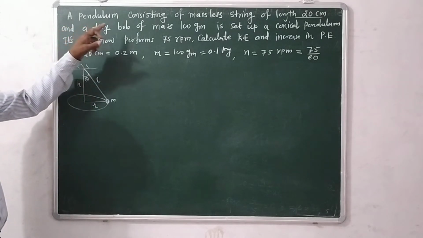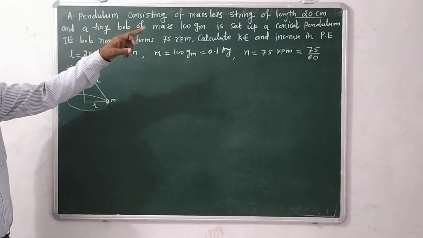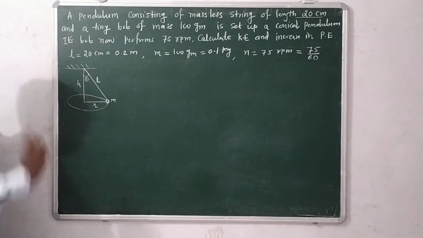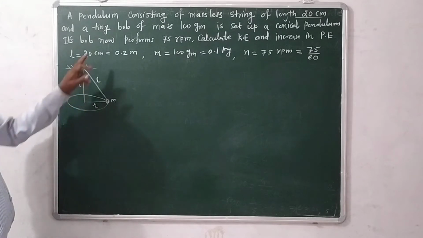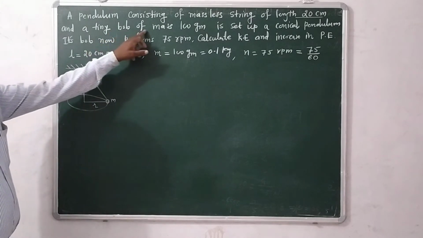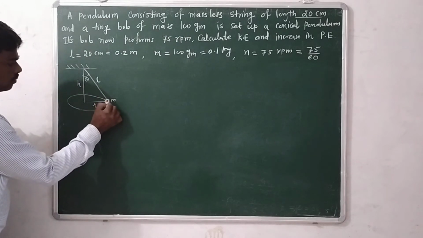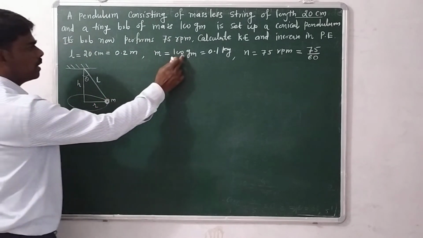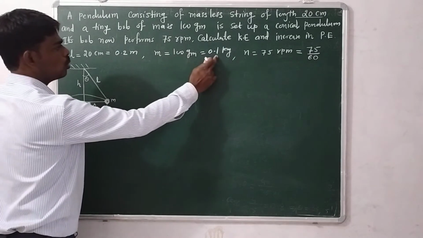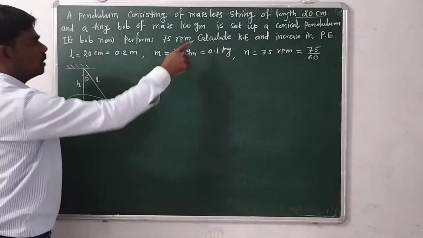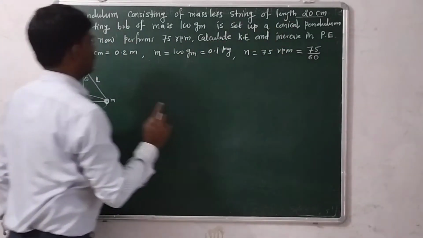A pendulum consisting of a massless string of length 20 centimeter. That means the length is given to you. A tiny bob of mass 100 gram. This is the bob. Its mass is given to you, 100 gram, which means 0.1 kg. I have collected the data here. It is set up as a conical pendulum.